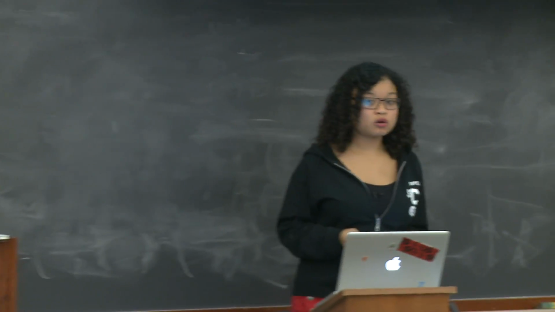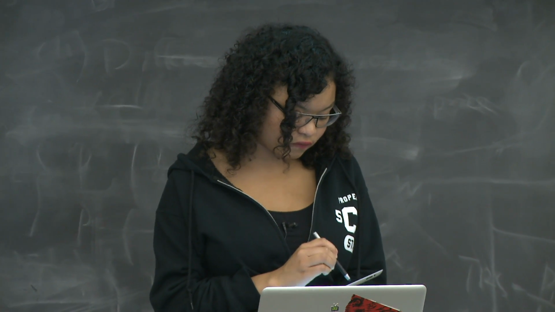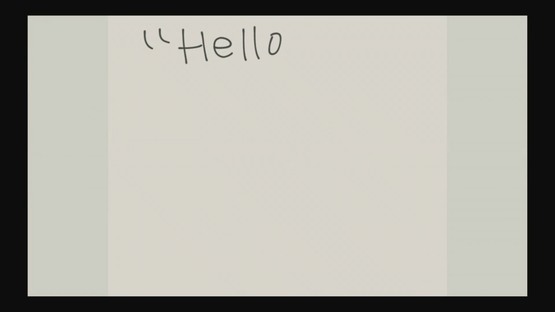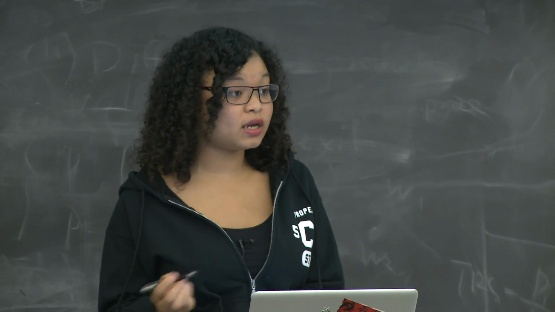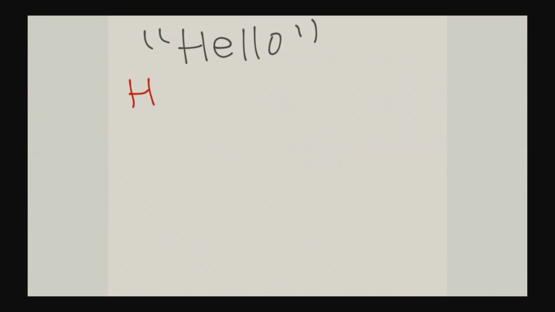All right, so just to go over another simple example of a Huffman tree. Say you have the string hello. What you do is, first you would say, okay, well, how many times does H appear in this? Well, H appears once, right? And then E appears once, and then we have L appearing twice, and O appearing once.